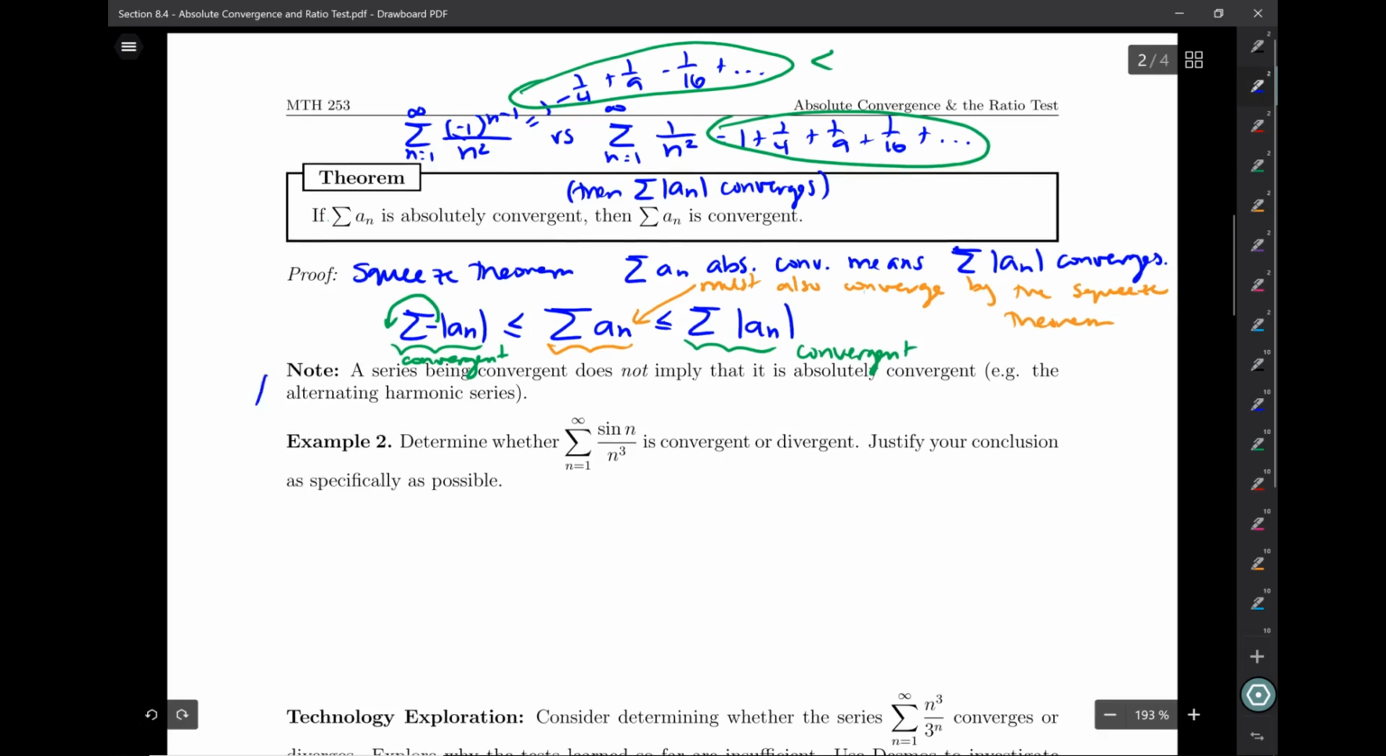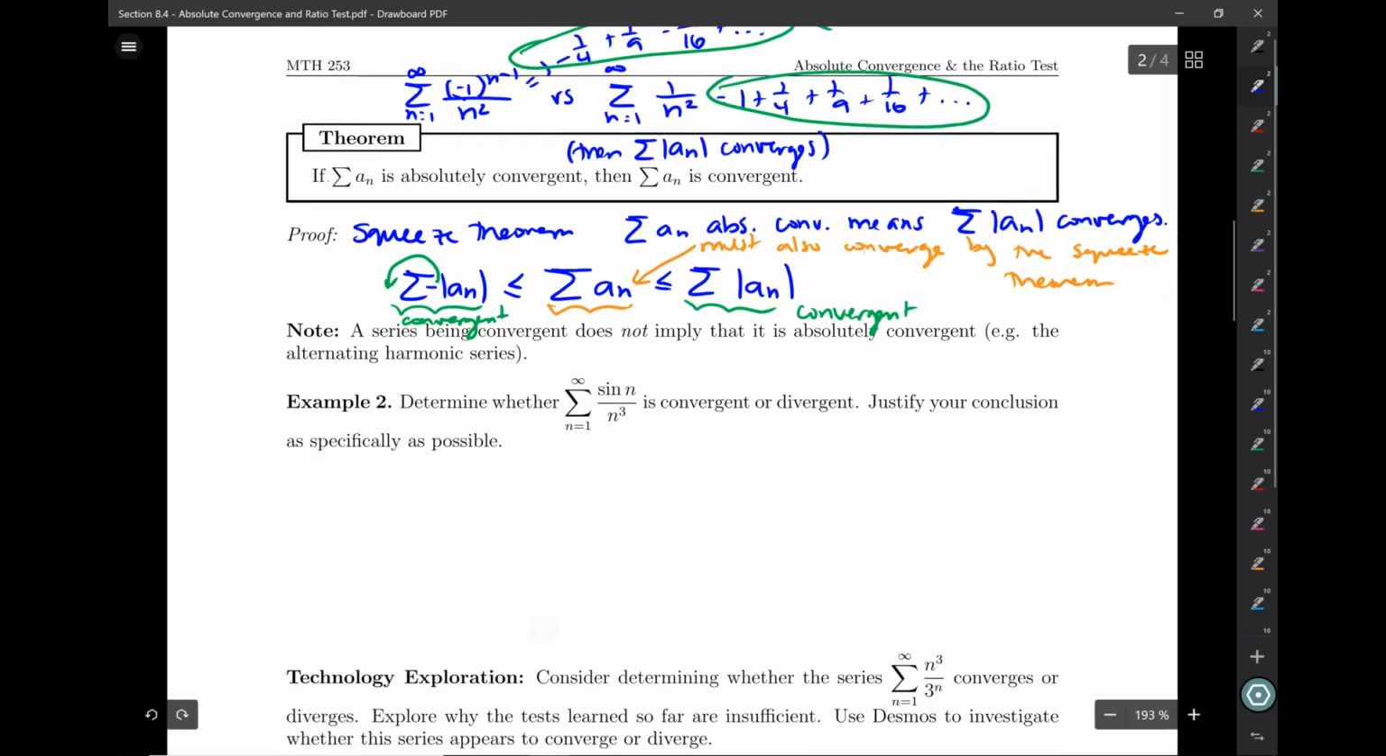A quick note here. A series being convergent does not imply that it is absolutely convergent, right? So we have it the other way around. If a series is absolutely convergent, then the series is convergent. But if the series converges, it doesn't mean that it converges absolutely. So consider the alternating harmonic series. That's a good example of that, because the alternating harmonic series itself converges, but the harmonic series does not converge.